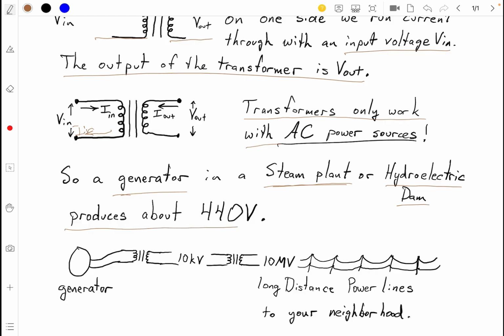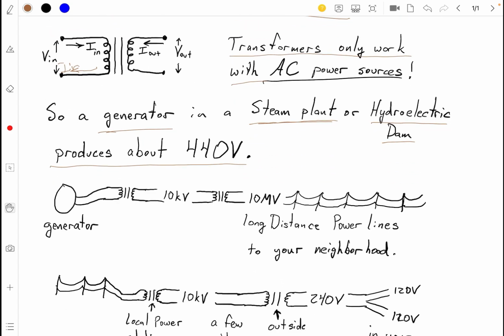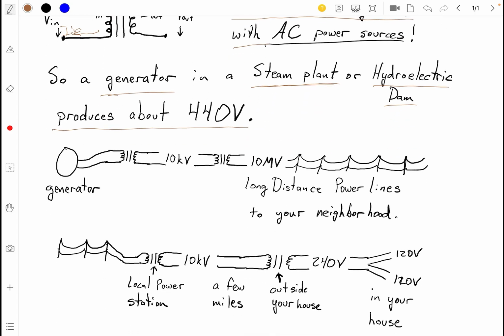Generators, you can go to General Electric and buy them, and they all produce about 440 volts. I don't know, maybe some do more than that. But what do you got to do? You don't live next to, let's see, the Hoover Dam, for instance. You don't live next to Hoover Dam, but that's where the generator is. So what do you got to do? Well, you got to step up. You have a step-up transformer here. We step it up from 440 volts to 10,000 volts.